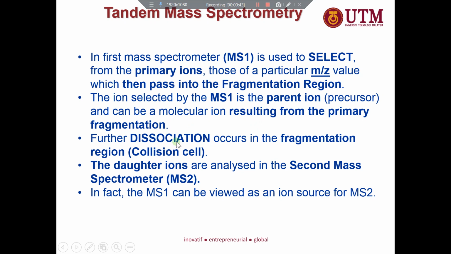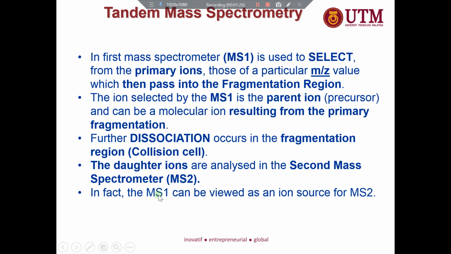Alright, further dissociation occurs in the fragmentation region, the collision cell. In the middle we have the collision cell, which we can also call the second ionization chamber. The daughter ions are analysed in the second mass spectrometer. From the collision cell, your parent ion is further fragmented and sent to the second mass spectrometer. In fact, MS1 can be viewed as an ion source for MS2. It's not really true. MS1 is not the ion source for MS2. For me, it's the one in the middle.